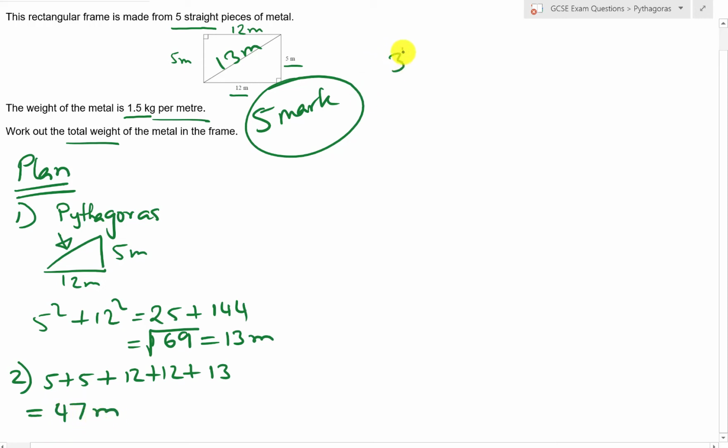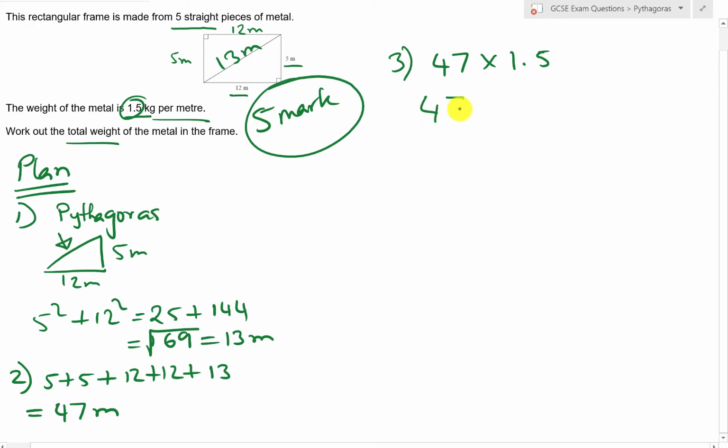Let's go to part 3. Now that we found the total length, we need to find out the total weight. Each meter is 1.5 kilograms. So therefore 47 meters will be 47 multiplied by 1.5. Now, because it's a non-calculator question, you will need to actually do the working for it.